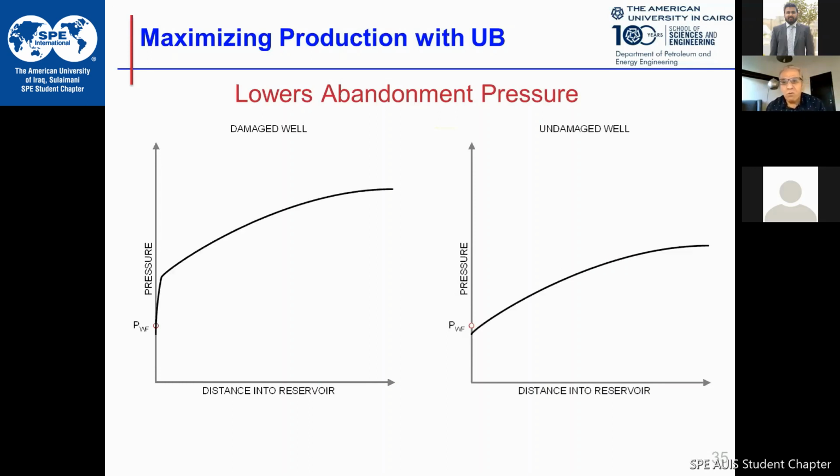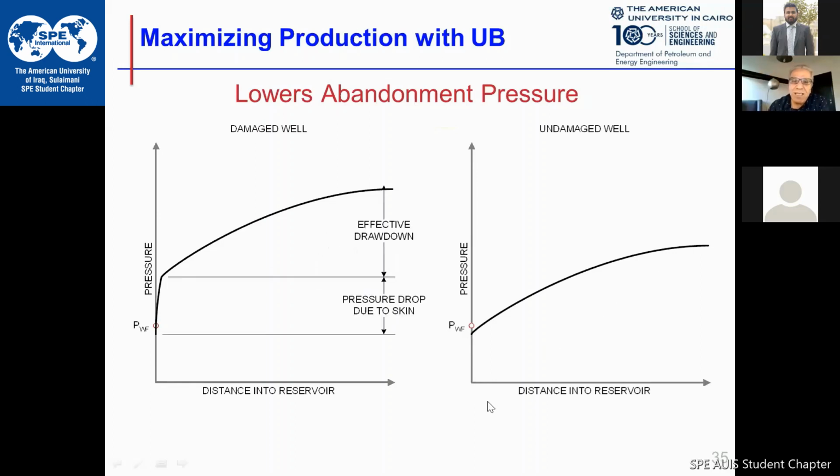So these are 2 wells here. You see the well on the left, where we see pressure versus distance into the reservoir. And that's what we care about, okay, how deep we can go into the reservoir. So pressure versus distance, this is for a damaged well that was drilled overbalance. And as you can see, the pressure is quite high. And we have a pressure drop due to skin in the vicinity of the well. On the right-hand side, we have an undamaged well, which is drilled under balance. And you can see the pressure profile is shifted down.